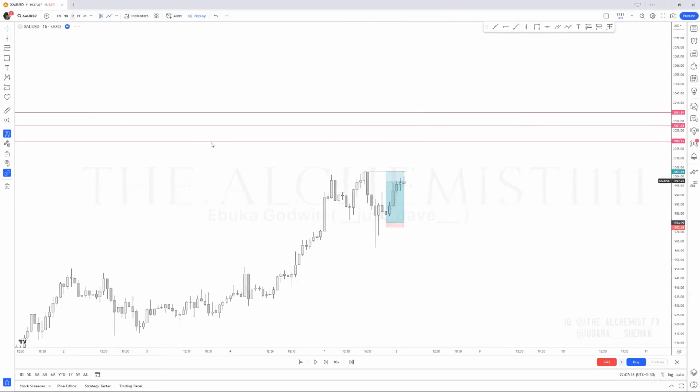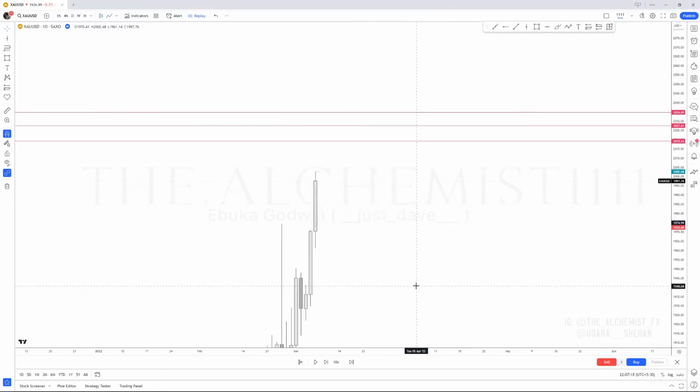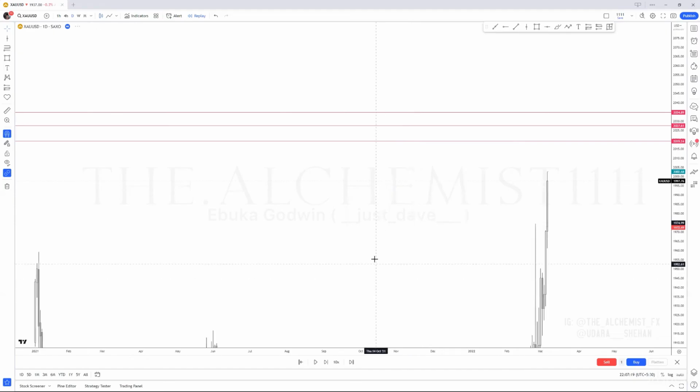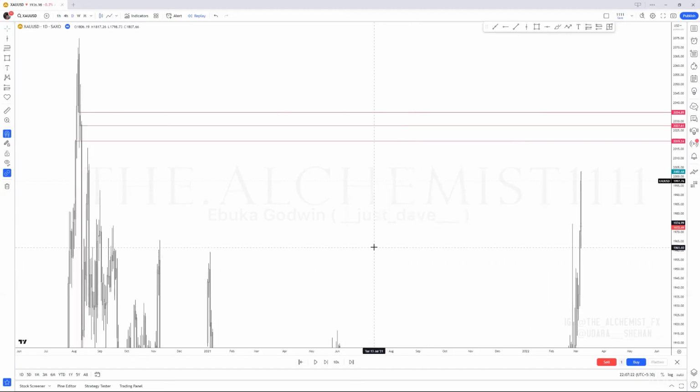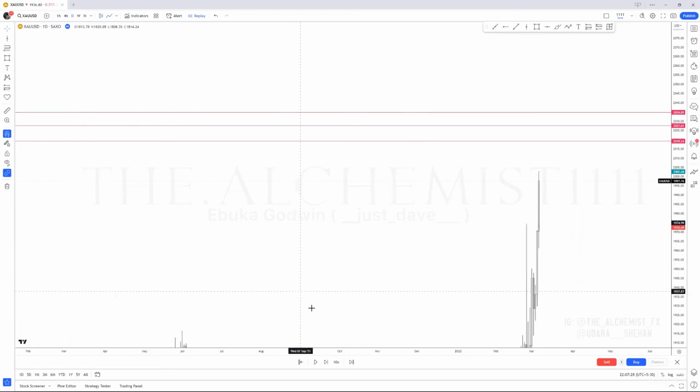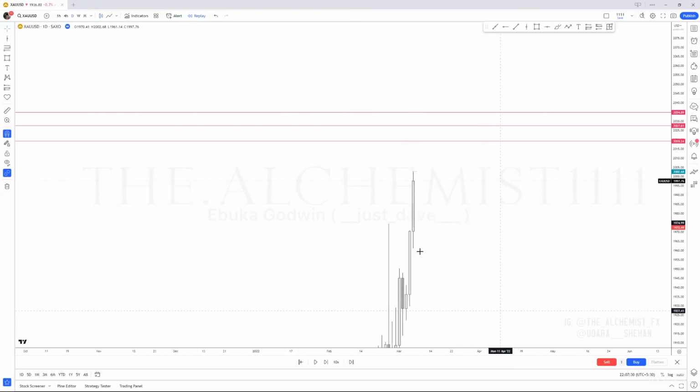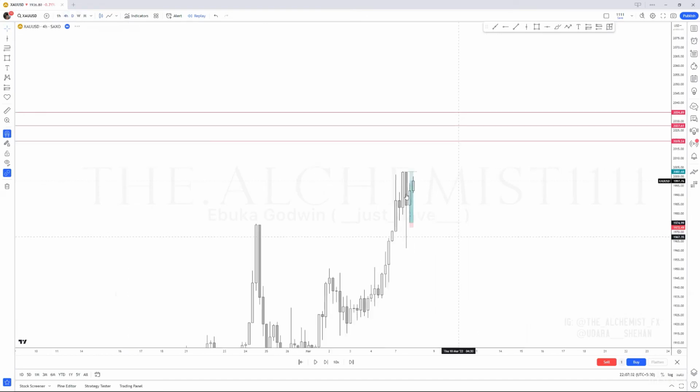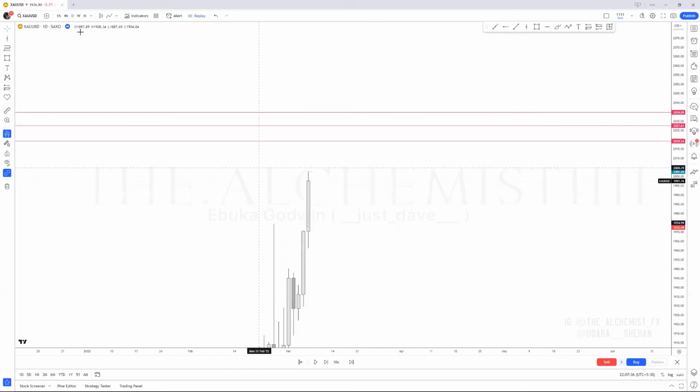Let's go to the daily. Okay, we're shooting up. Daily tapped into these daily areas. Daily closed above it, right? Now look at this. You can't say daily turned bearish, because look how strong that bullish candle is.